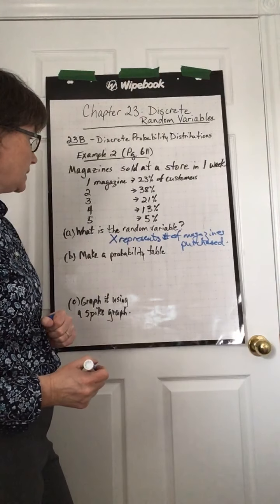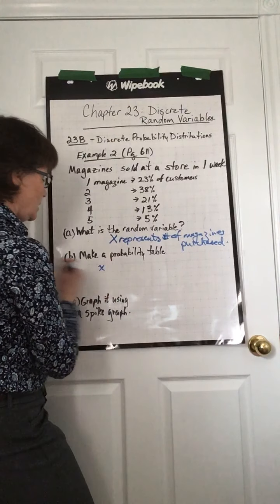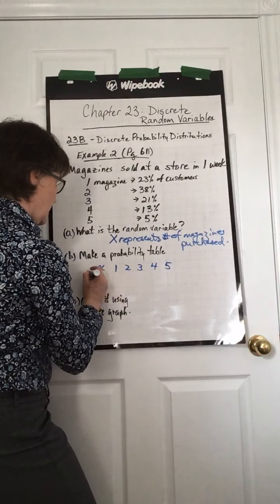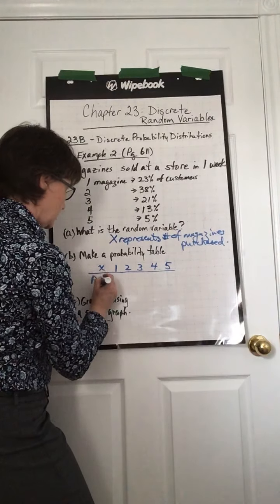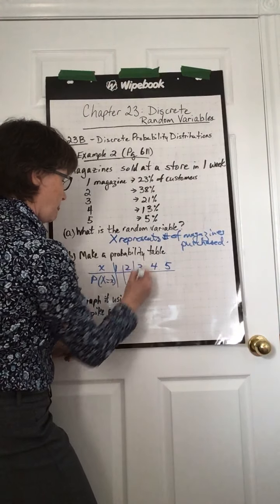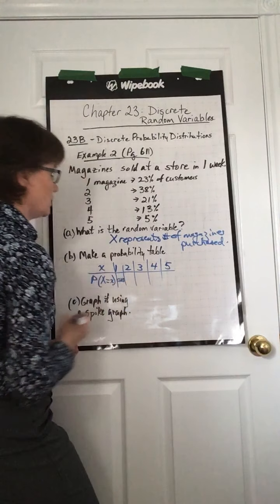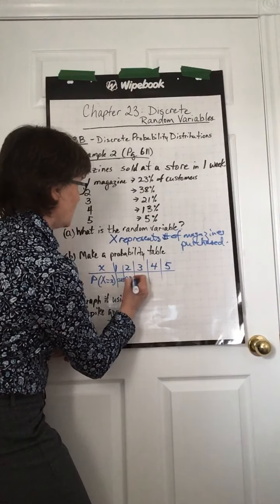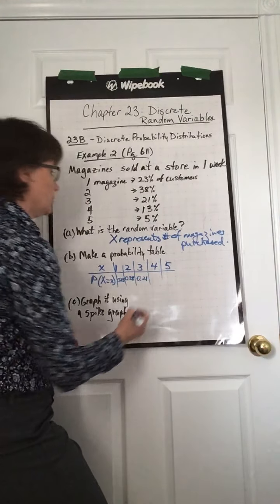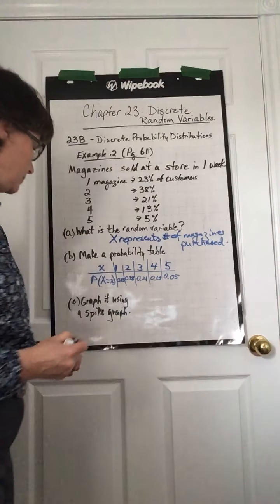B, make a probability table. Okay, we can do this. We can say the possibilities that X was 1, 2, 3, 4, or 5, and the probability that X was equal to that little x is 0.23, which is 23%, 0.38, 38%, 0.21 for 3, 0.13, and 0.05.